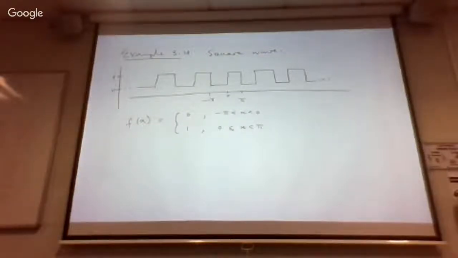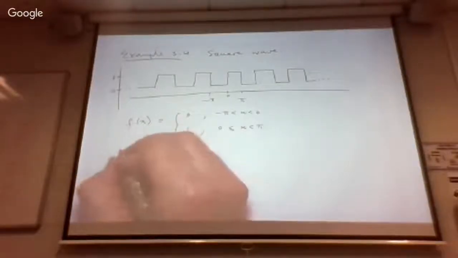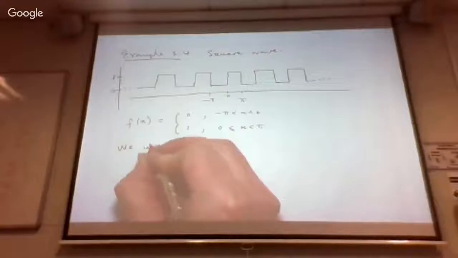It can be expressed as a Fourier series, as a doubly infinite, or potentially doubly infinite, combination of sine and cosine functions. We will obtain its Fourier series.